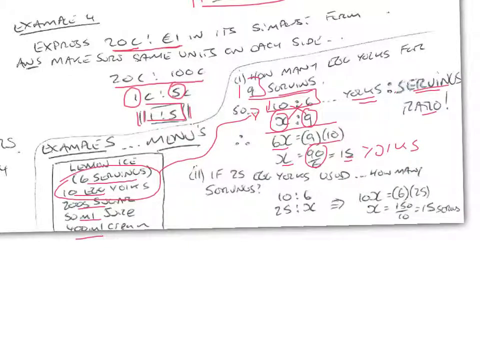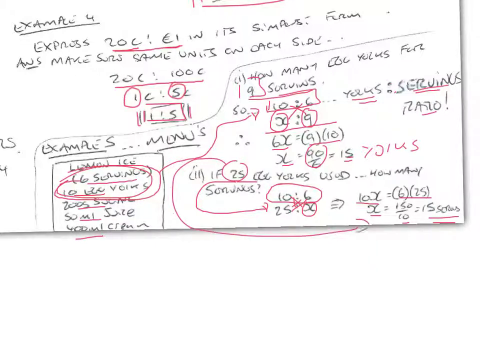Then we may be asked, if 25 egg yolks are used to make this lemon ice cream, how many servings would that be equal to? Again, we look at our egg yolks to servings ratio, and it's 10 is to 6. So 10 egg yolks. Now they've told us 25 are used to make an unknown amount of servings, so we write one over the other, and then cross multiply. So 10x is equal to 6 by 25. So x is equal to 150 over 10. That gives us 15 servings if 25 egg yolks are used, if we're to maintain this servings to ingredients ratio.